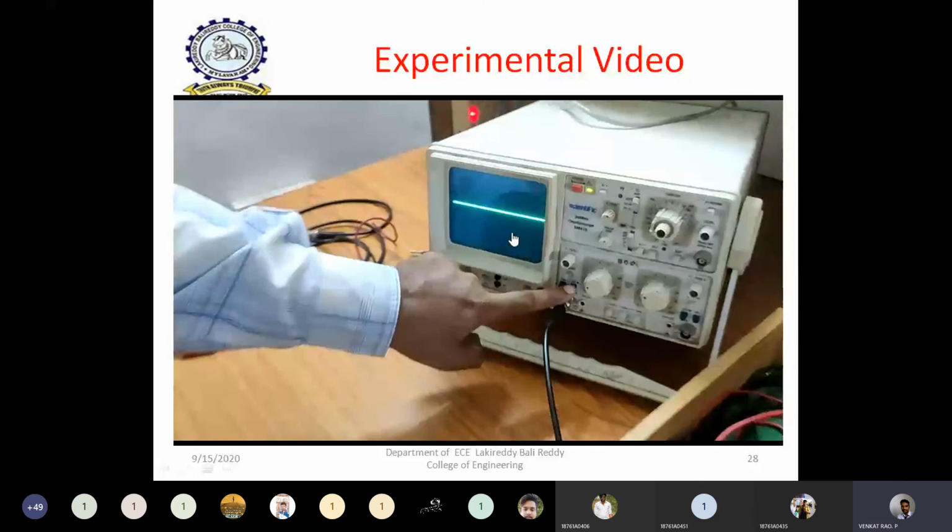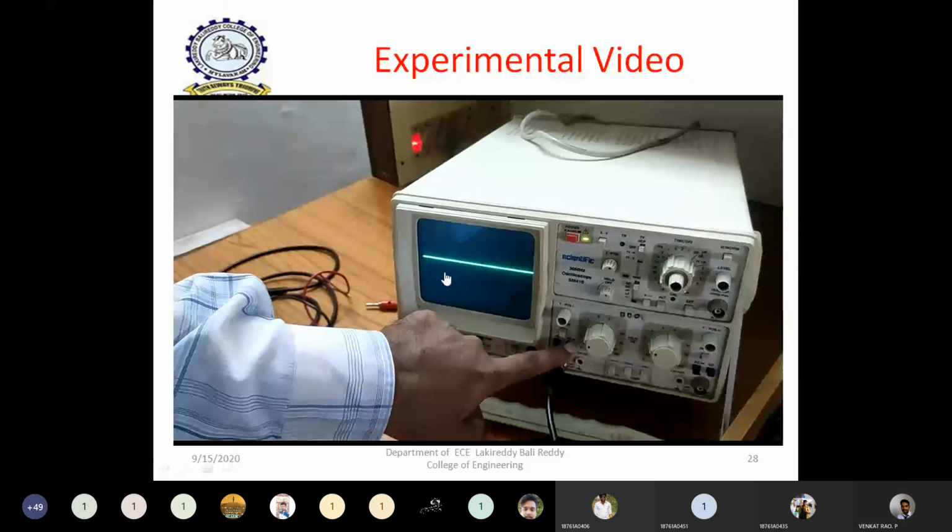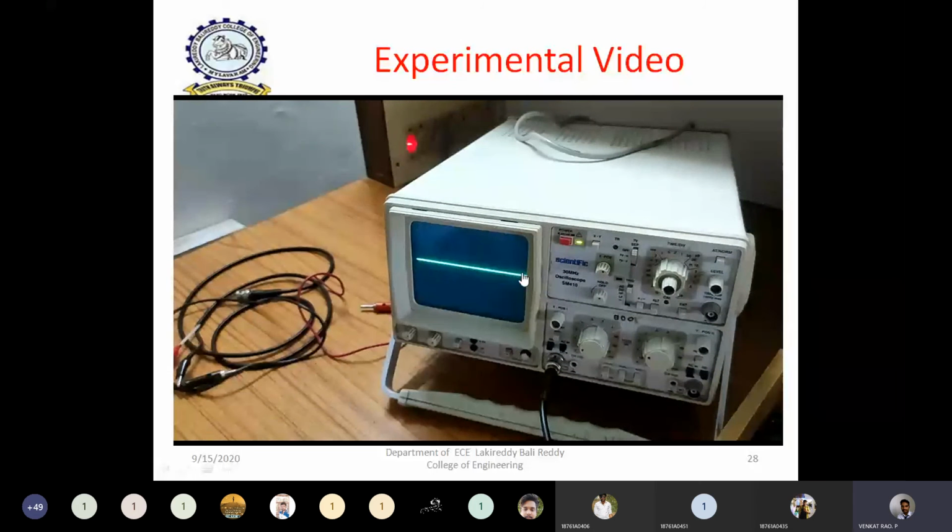Now if you observe the output, it is a constant line. Why are we getting a constant line? Since we have changed the input to a DC value, only that DC signal is obtained as the demodulated signal. So the same amplitude that you give as the input, that same height or amplitude value is obtained as the demodulated signal.